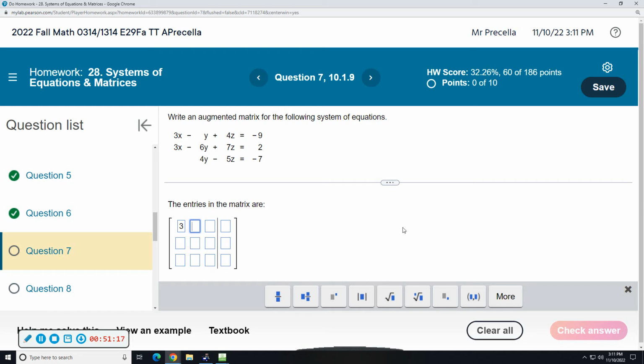Okay. 3x minus 1y plus 4z equals negative 9. Then the second equation: 3, negative 6, 7, 2. 0. Okay, that's what you were trying to say, Tim. Where there's no x, you've got to put a 0. Then negative 5, negative 7.